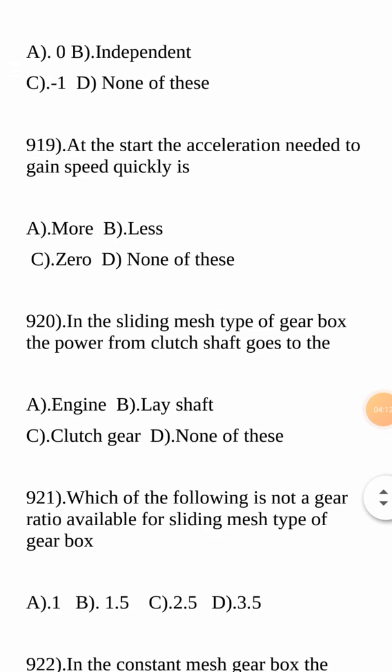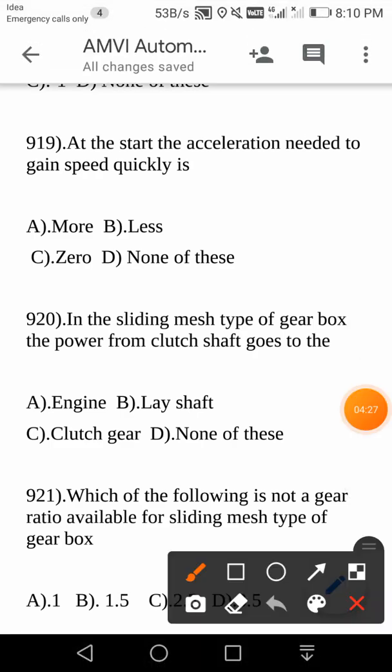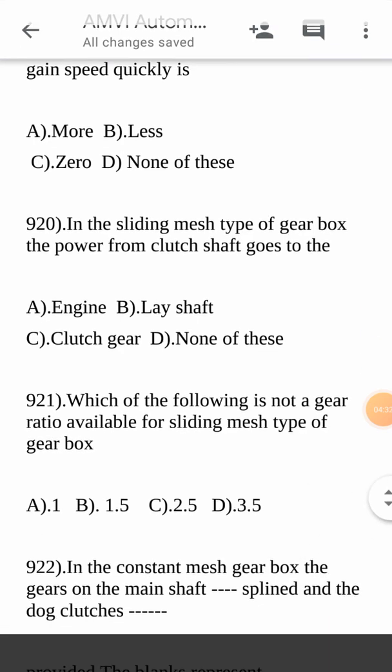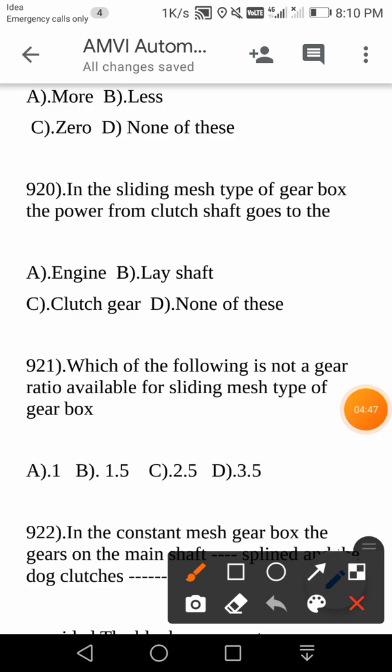Next question, boys. At the start, the acceleration needed to gain speed quickly is, in case of automobiles, more or less, or 0, or none of these? It is actually more. You can easily see for yourself. Right, in the sliding mesh, this is related to your transmission. In the sliding mesh type of gearbox, the power from the clutch shaft goes to which element? It is the clutch gear. The clutch gear is the answer.